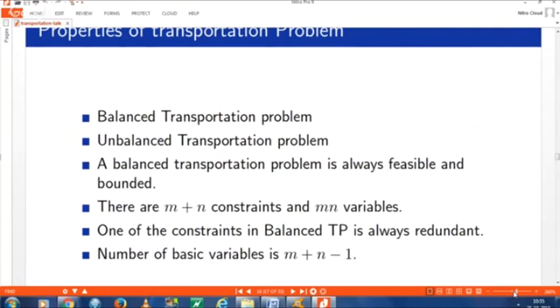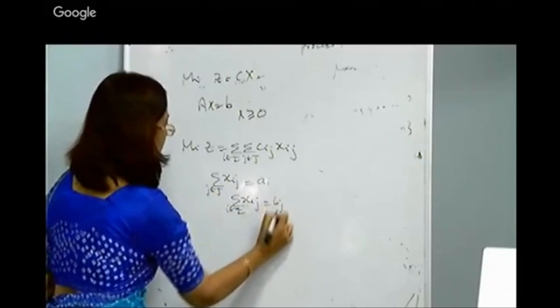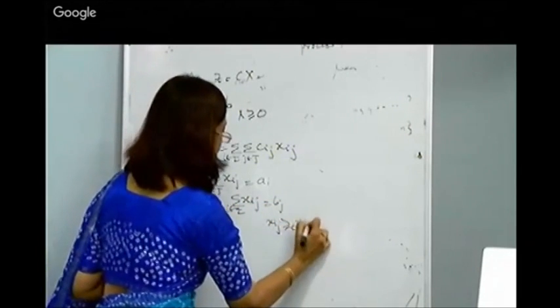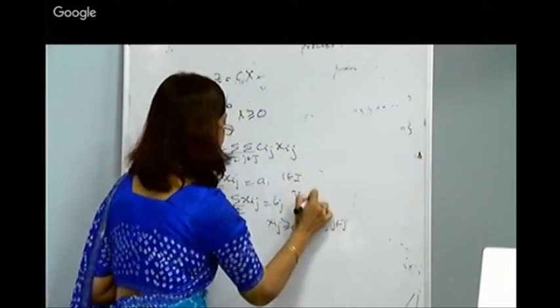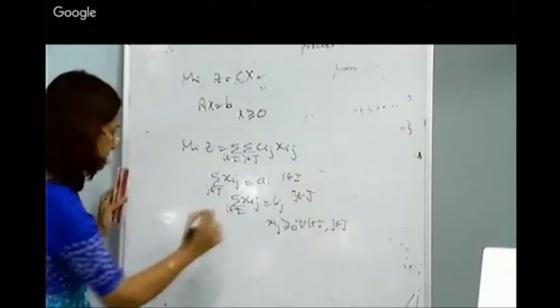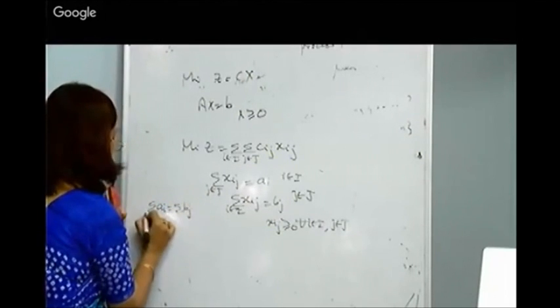Why is it so? I'm not going into rigorous proofs of this, but as far as simple observations are concerned, what is my problem? Let us write it this way, for i in I and j in J. Of course, here I'm assuming that sigma ai is equal to sigma bj. This is my assumption.